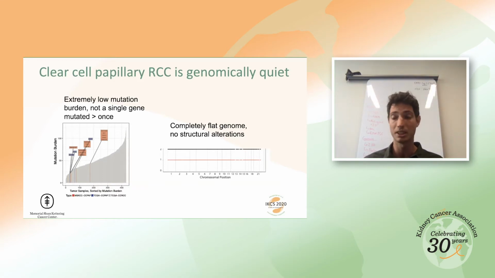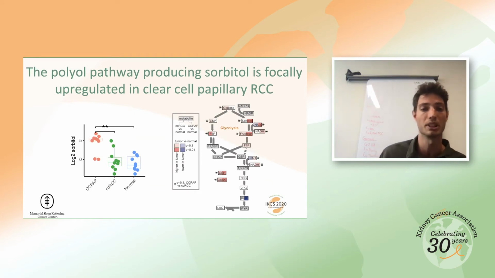So surprisingly, we found not a single gene that was mutated more than once in this disease. So it seems like, at least from a genomic perspective, there are not many strong genetic drivers in clear cell papillary. And that is probably consistent with the fact that they are indolent. What is more interesting molecularly about these tumors is that they have a really profound metabolic phenotype.